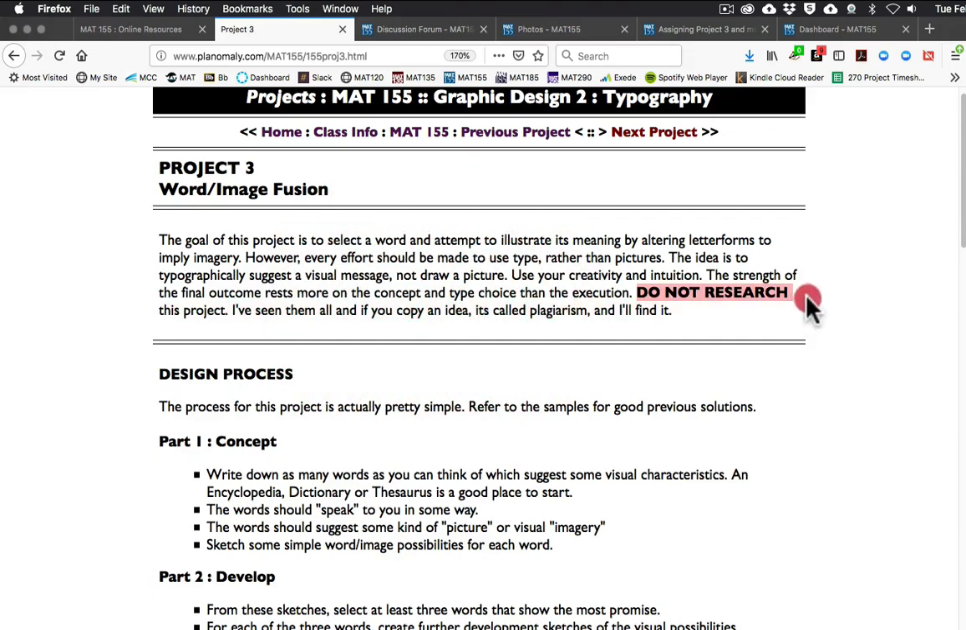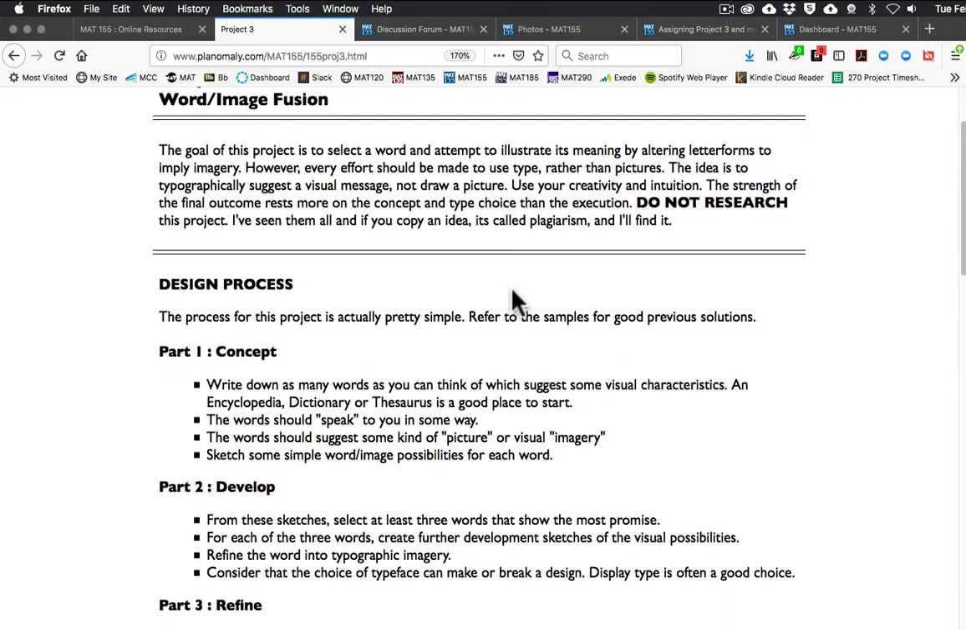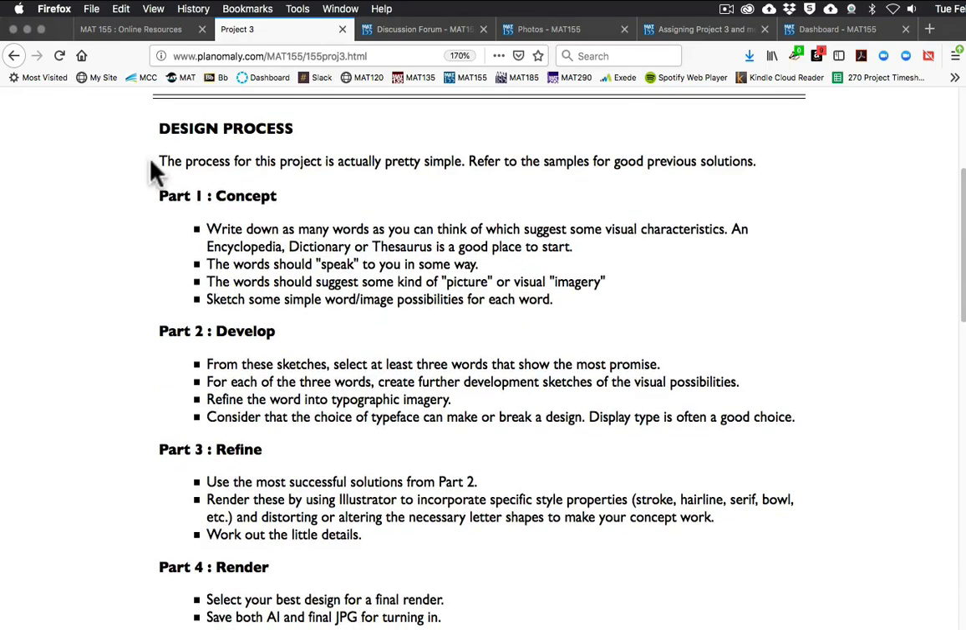Do not research this project. It's easy to plagiarize, and it's not hard for me to find that, okay? So it's best if you just run off on your own, look at the concept video, know what you're looking for, and then play around. So part one is concept, all right?